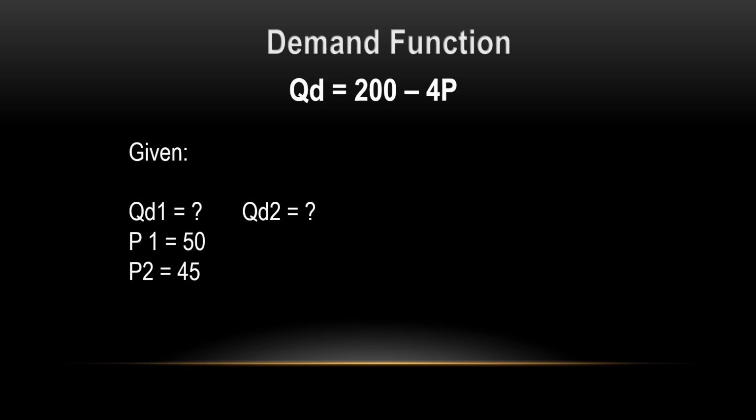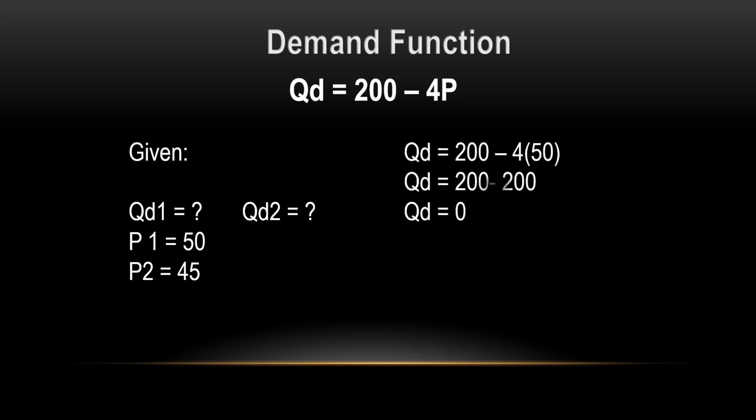Help me solve the demand function below. The given: QD1 and QD2 are missing, while P1 = 50 and P2 = 45. First, let us use the data from P1, which is 50. The demand function is 200 minus 4 multiplied by 50, so 200 minus 200 is equal to 0. Therefore, our QD1 is 0.